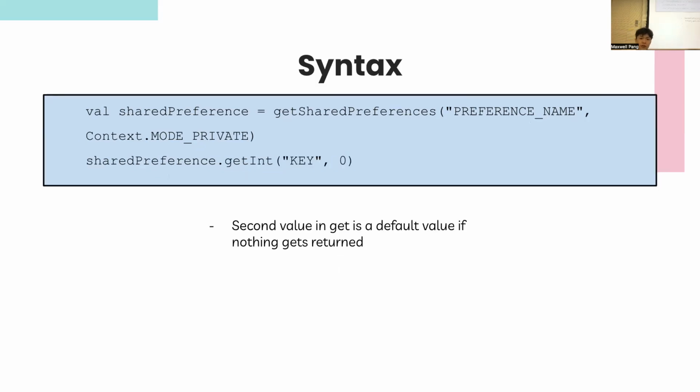And then the syntax to get an integer is you call getInt with the key, and then here you can provide a default value. Otherwise, it'll just return null. Any questions?